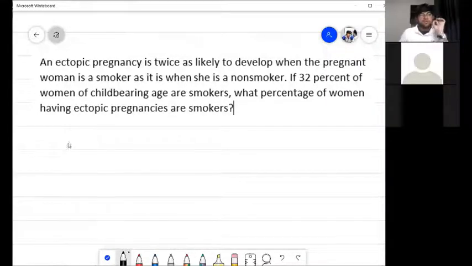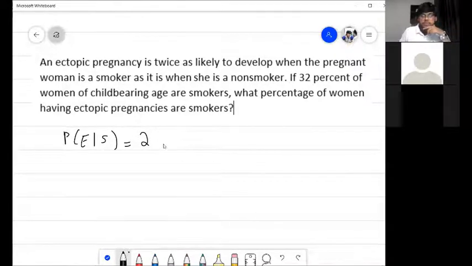Okay. So if you're done reading the question, I'm going to write the English bit into probability statements, like make them into events and then see what the probabilities come out to be. Ectopic pregnancy is twice as likely to develop when the pregnant woman is a smoker. So E is the event that a person has an ectopic pregnancy, and given that the person is a smoker, it's twice as likely as when she's a non-smoker.